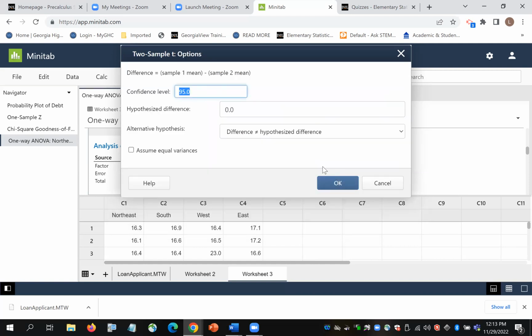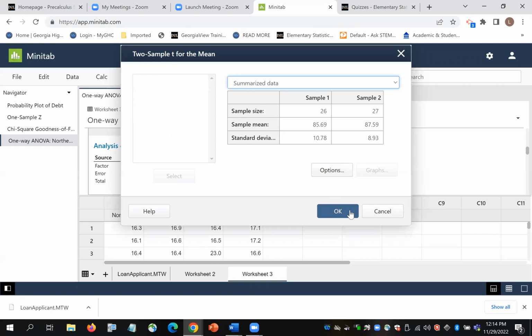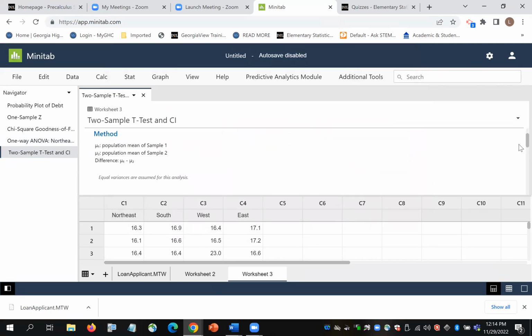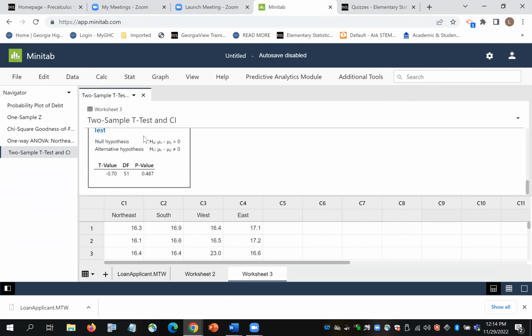We go to options. We're using alpha equals 0.05, so it is a 95% confidence interval. Our hypothesized difference is 0. Our difference in this case was not equal, and we are assuming equal variances. Click OK. Click OK. Again, we get lots of different stuff, remember, but what we need is this test. Okay, copy.